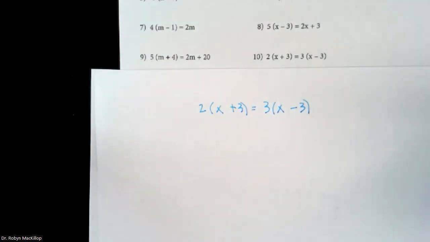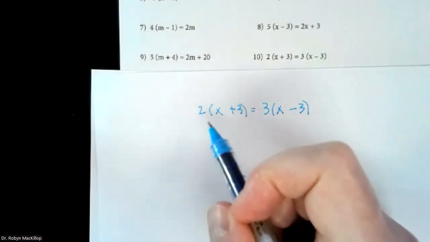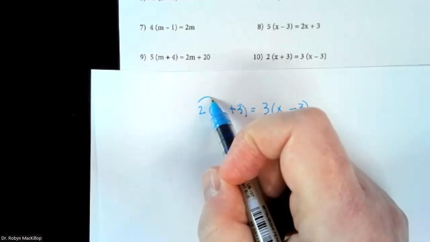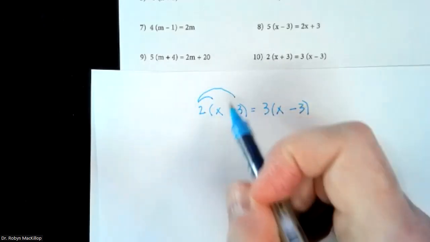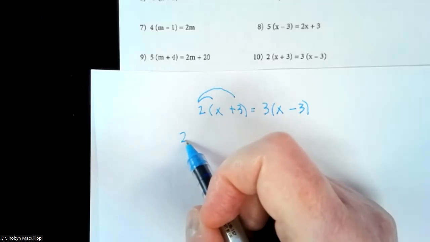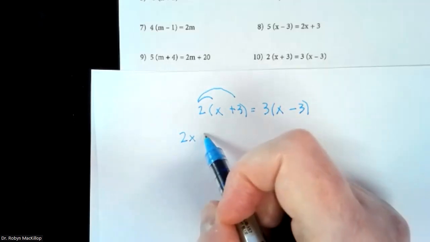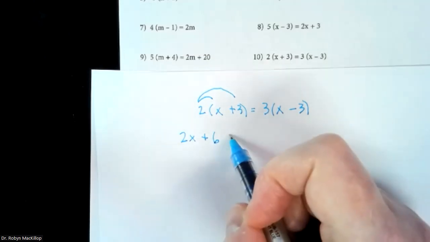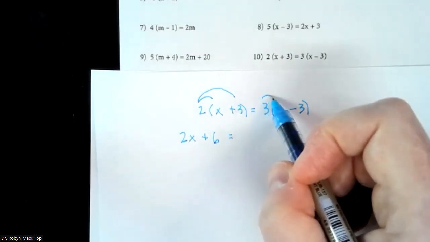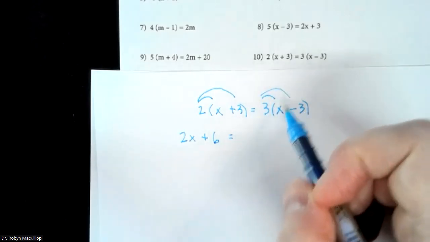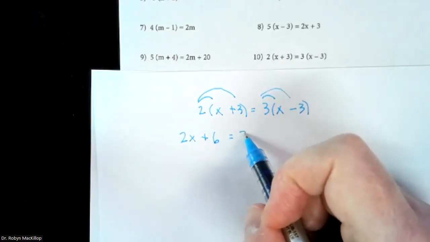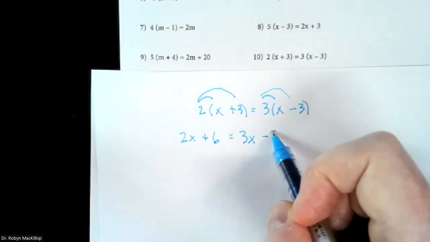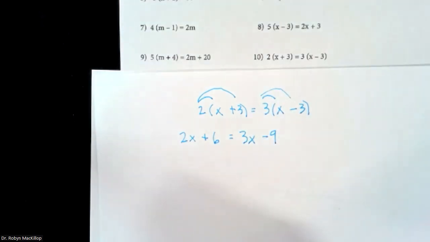And again, you're just going to do one thing at a time. So we'll start with this side. And distributive property says we need to do 2 times x and then 2 times 3. So 2 times x is 2x plus 2 times 3 is 6. Bring down your equal sign. Then we'll do it again. 3 times x, 3 times negative 3. So 3 times x is 3x, and 3 times negative 3 is negative 9.